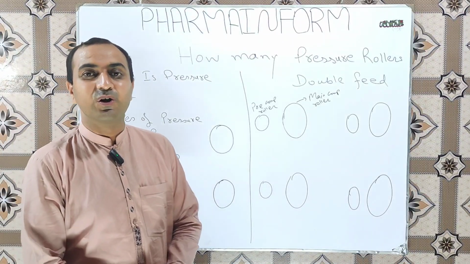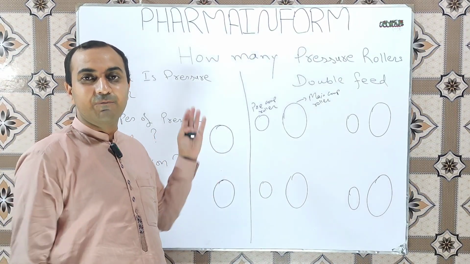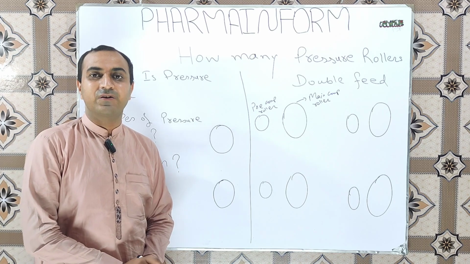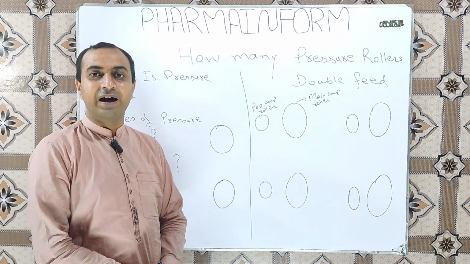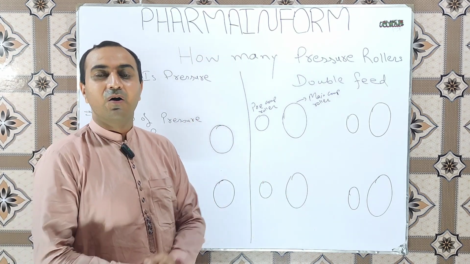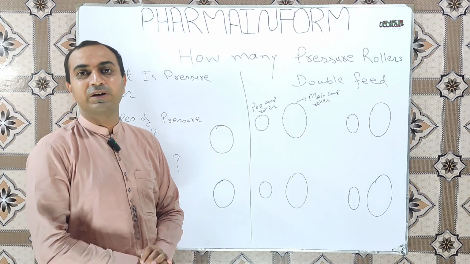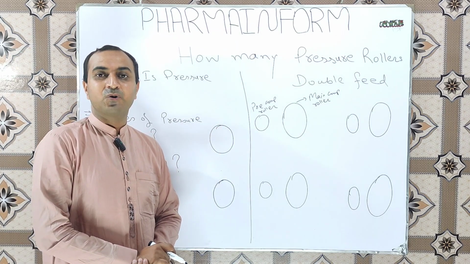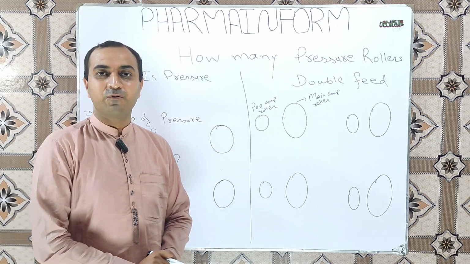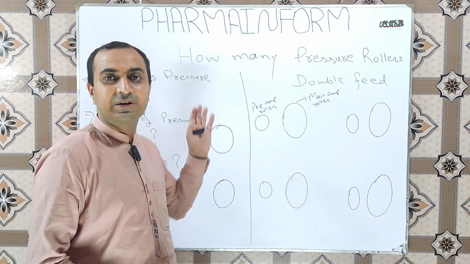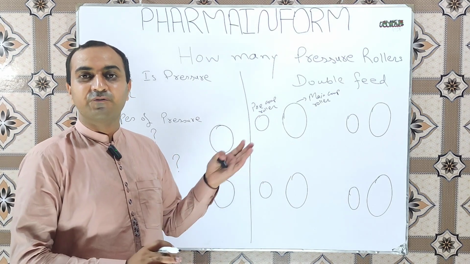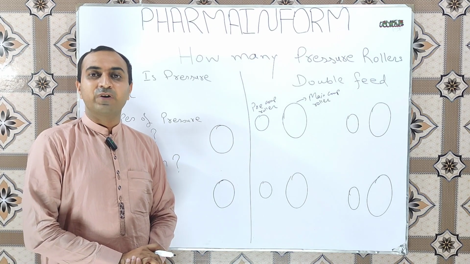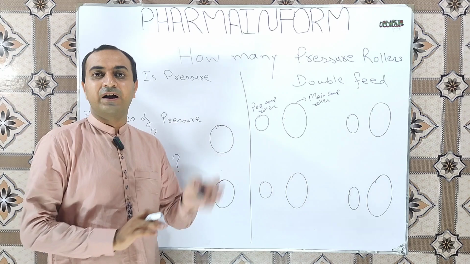How many compression rollers are installed in the compression machine? This is one of the most important and confusing questions, which, when asked of professionals or students working in pharmaceutical industries, they are not able to give the answer, because in most advanced types of compression machines, these compression rollers are not physically visible, so they are not aware of where the compression rollers are installed.